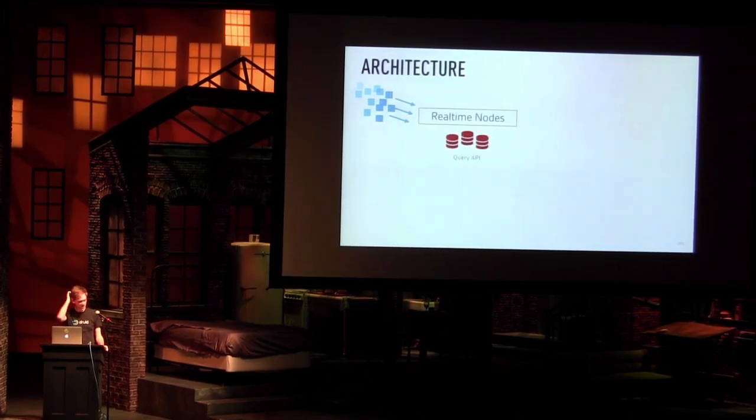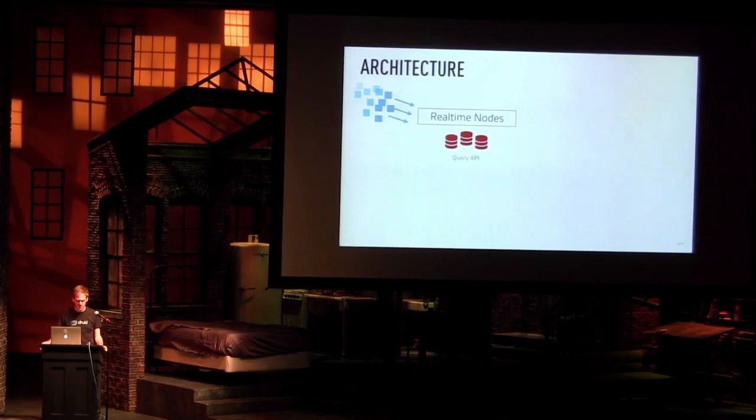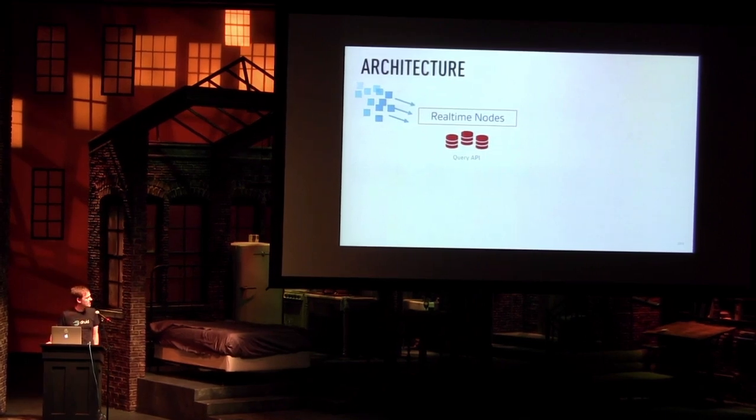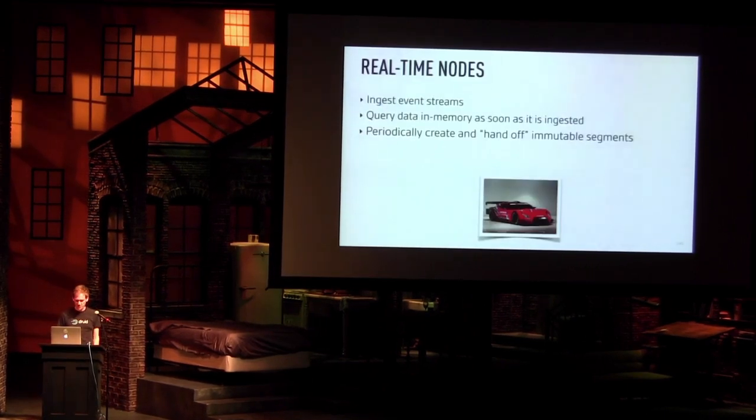And they go into something called a real-time node. A real-time node is a kind of node in Druid. Druid is composed of multiple node types. Each does a particular job very well. And the idea behind that is just isolation of resources. So we go into these real-time nodes, which expose the query API. Real-time nodes are designed to ingest event streams, and they let you query data in memory as soon as it's ingested. This is much like every other metric store out there. Periodically, they create and hand off immutable segments. And I'll talk a lot more about those segments in the future.